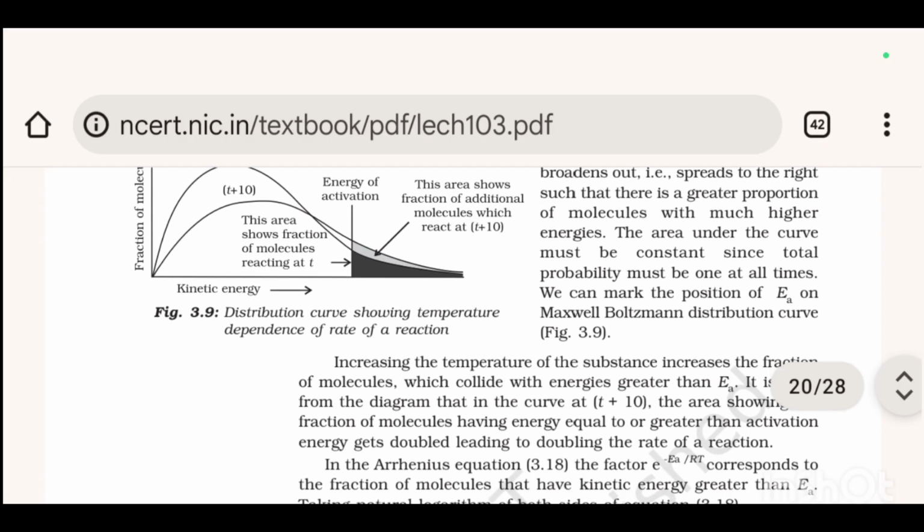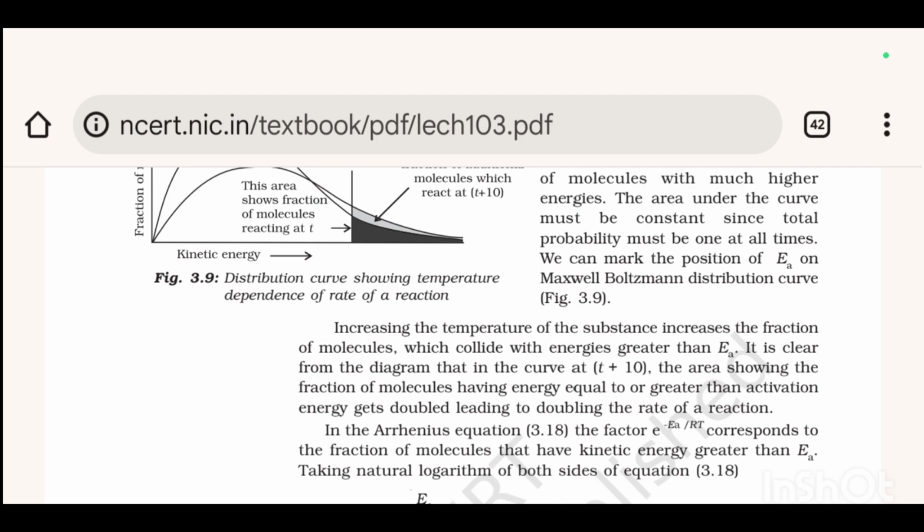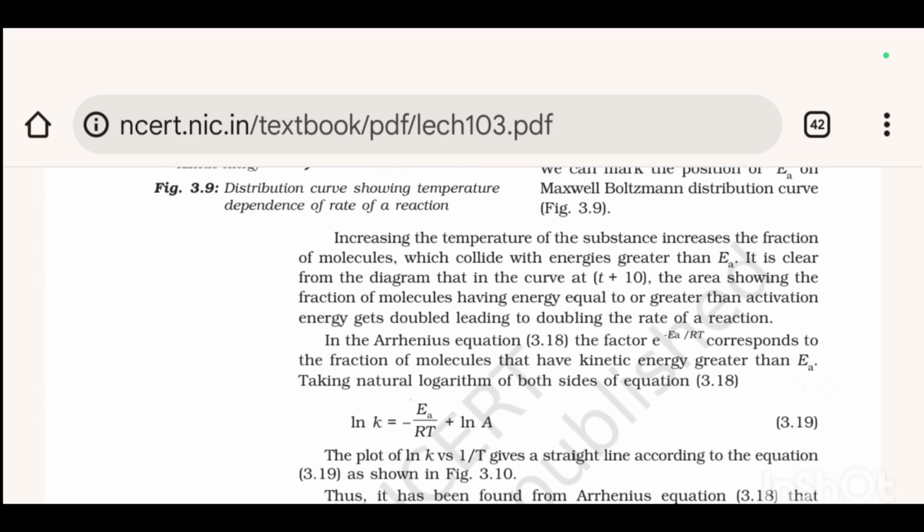We can mark the position of EA on the Maxwell-Boltzmann distribution curve. Increasing the temperature of the substance increases the fraction of molecules which collide with energies greater than EA. It is clear from the diagram that in the curve at T plus 10, the area showing the fraction of molecules having energy equal to or greater than activation energy gets doubled, leading to doubling the rate of a reaction. In the Arrhenius equation, the factor e raised to the power minus EA upon RT corresponds to the fraction of molecules that have kinetic energy greater than EA.